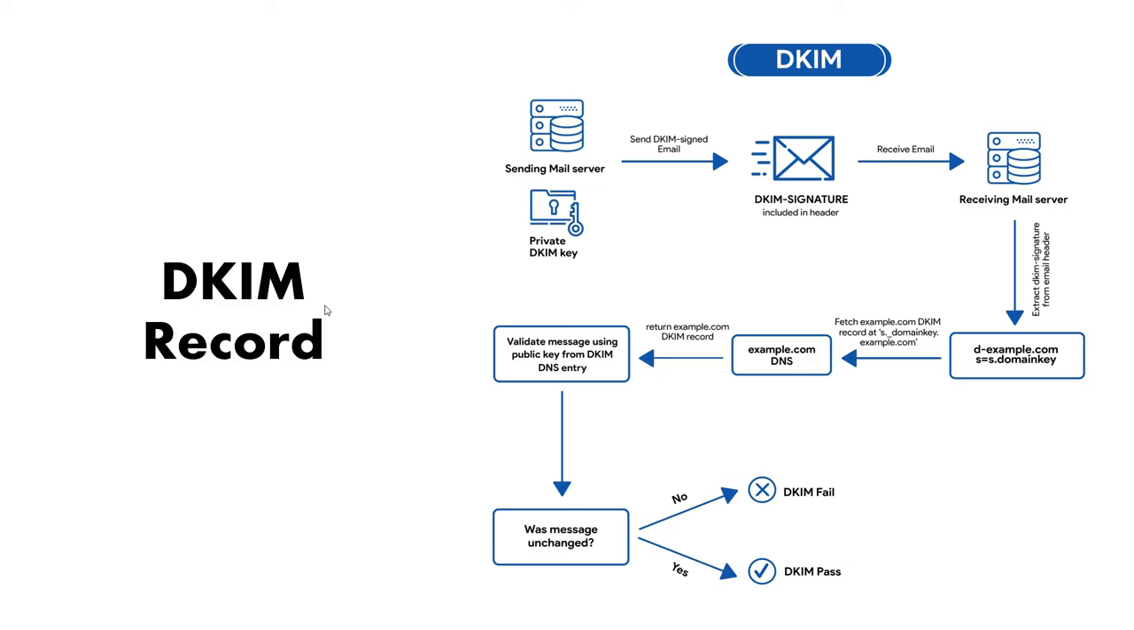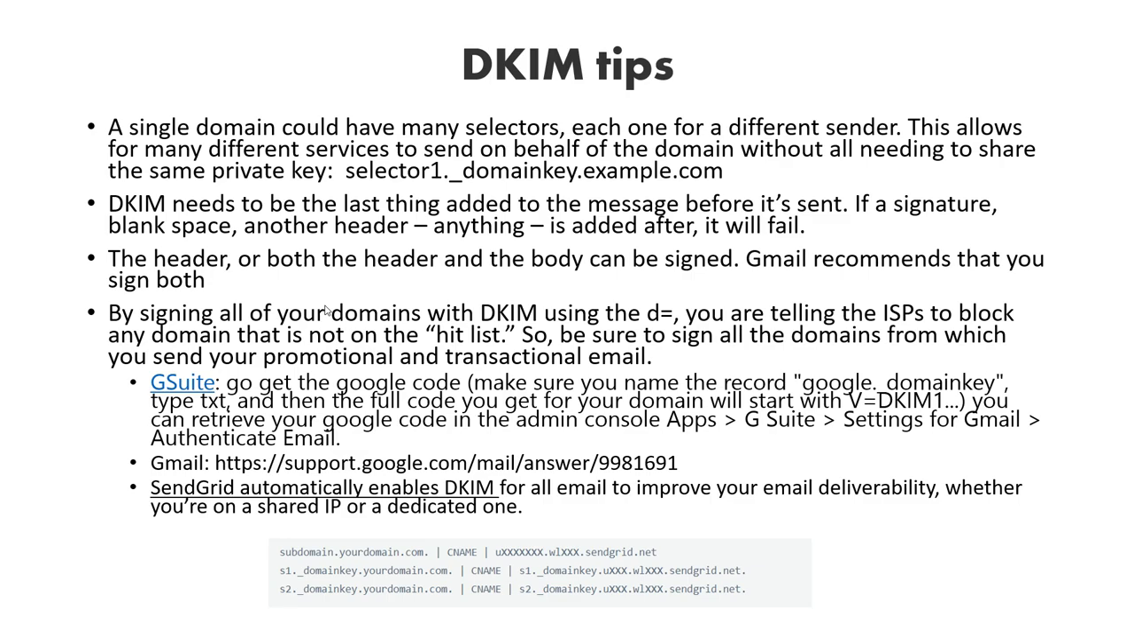So here's a couple tips as well for DKIM. A single domain can have many selectors, each one of them for a different sender. This allows for many different services to send on behalf of the domain without all needing to share the same private key. Because remember, these are keys that have two halves, and everybody sending will have their own key. So unlike SPF, you can actually have multiple DKIMs within your DNS record. That is actually recommended and totally okay. You could have 10 or however many DKIM signatures you want, and it looks like that.